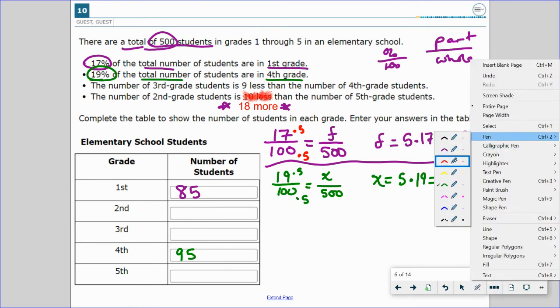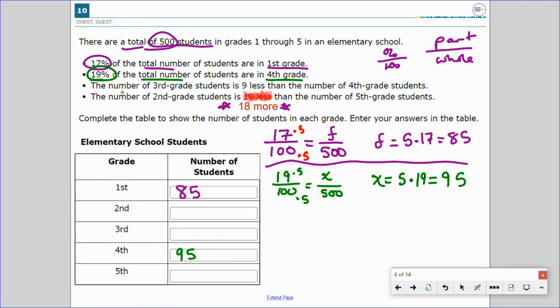Onward we go. Third grade students is 9 less than 4th. Well, hot diggity. If we know the 4th grade, we're going to subtract 9 from that.